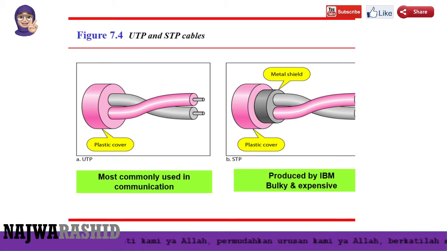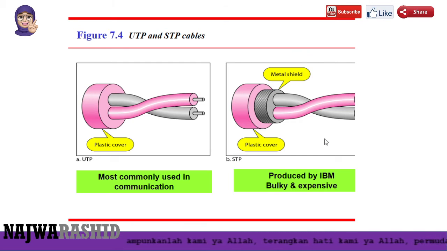Okay, the most popular are UTP and STP cable. For UTP, U refers to unshielded, and S refers to shielded. So we have two types, unshielded and shielded. The UTP has the plastic cover, the insulator, and the conductor. For the STP, it has the plastic cover and also a metal shield. This metal shield differentiates between the STP and the UTP. The most commonly used in communication is the UTP cable.